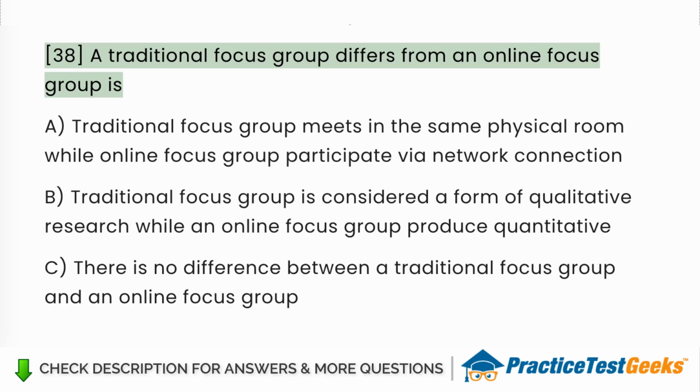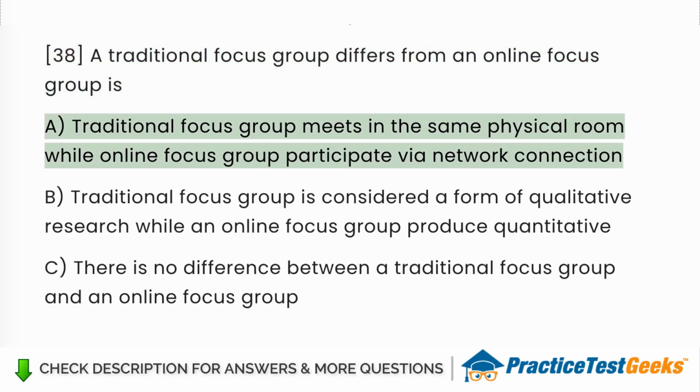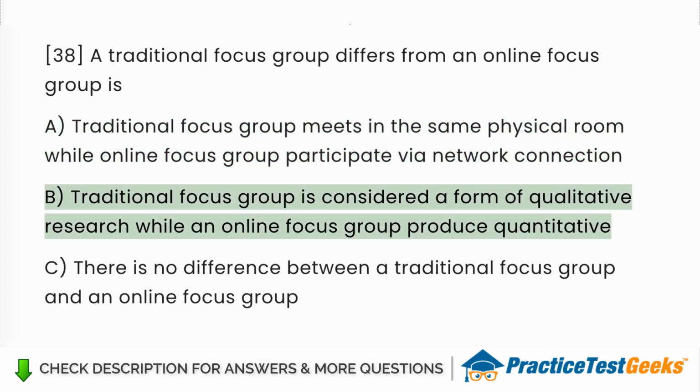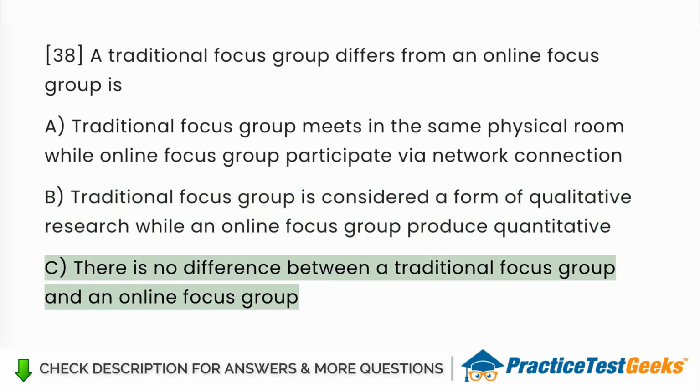A traditional focus group differs from an online focus group in that: A. Traditional focus group meets in the same physical room while online focus group participants participate via network connection. B. Traditional focus group is considered a form of qualitative research while an online focus group produces quantitative. C. There is no difference between a traditional focus group and an online focus group.